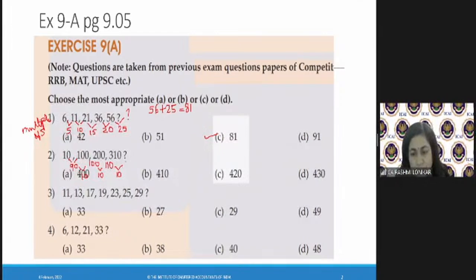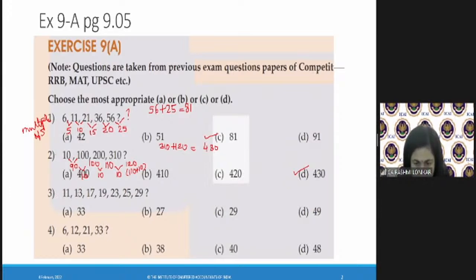110 plus 10, this is 120. So what will be the number here? The number will be 310 plus 120, which is equal to how much? 430, right? 430. So what will be my answer? First option is 400. So this is 430. Okay. Let us go to the next sum.